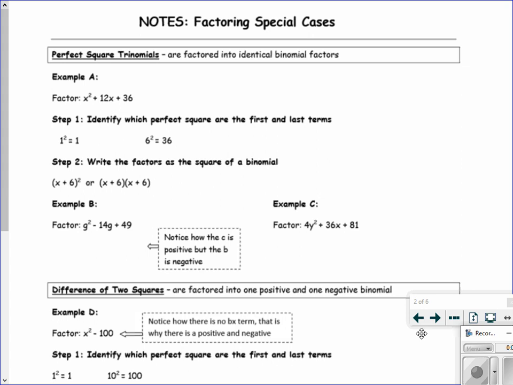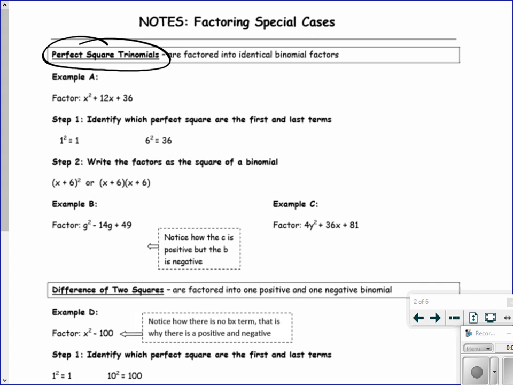For factoring, two special cases. One of them is called perfect square trinomials. So we're going to go through that one first, go through some examples of it first. Then we're going to go to the other special case. The purpose of knowing these shortcuts is it's going to make you have to work less.